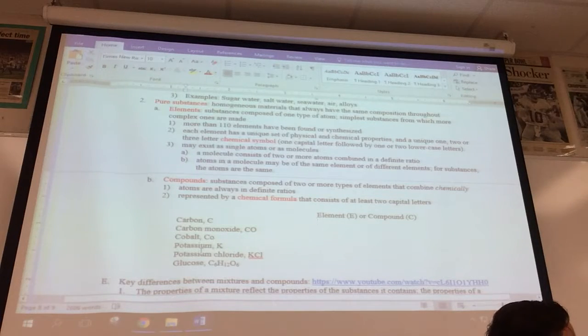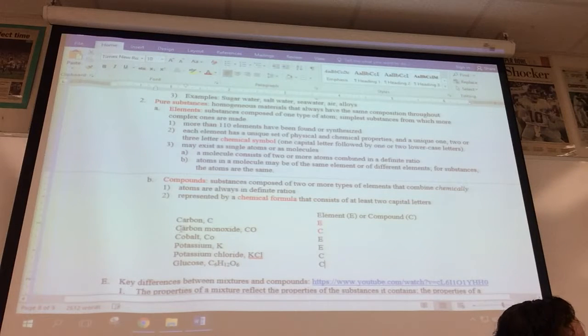So carbon is an element, and carbon monoxide is a compound. And cobalt, which looks almost like carbon monoxide with one key difference in terms of their chemical formula versus chemical symbol, is an element. Potassium is an element. Potassium chloride is a compound, and glucose is a compound.